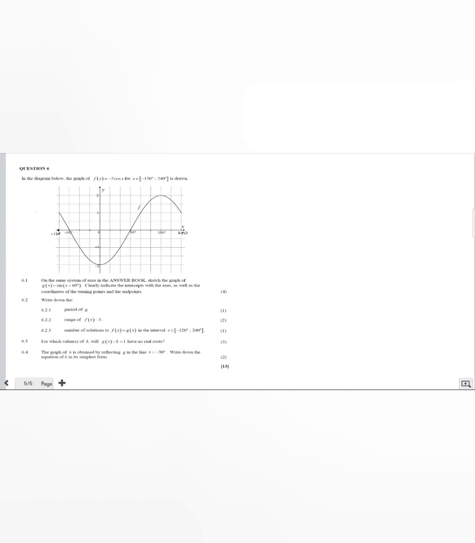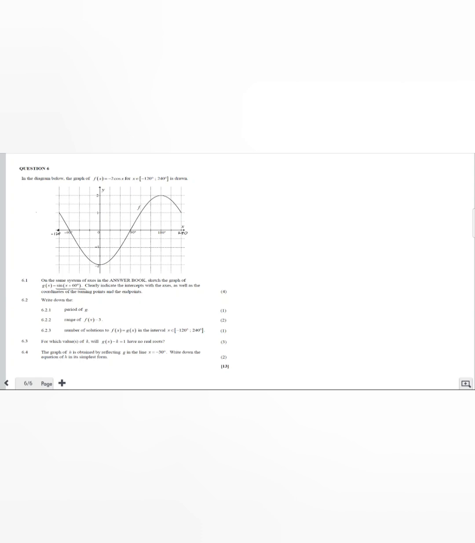So the first question, 4 marks, you have to draw another graph in the same interval on the same set of axes. What is that graph? Sine of x plus 60, isn't it? This one, sine of x plus 60. You have to draw it. Okay, let's do it one by one.